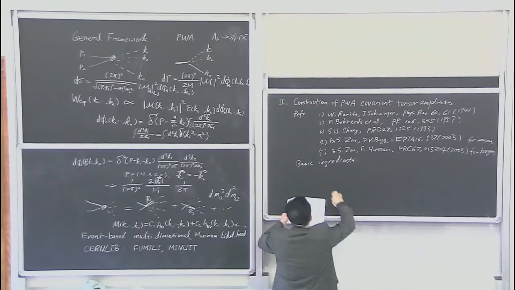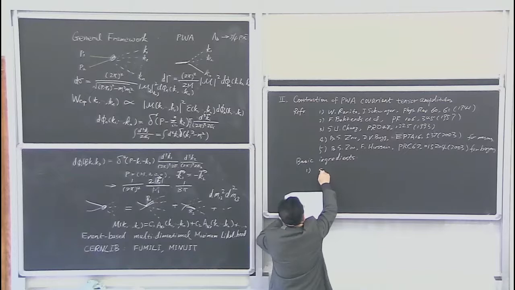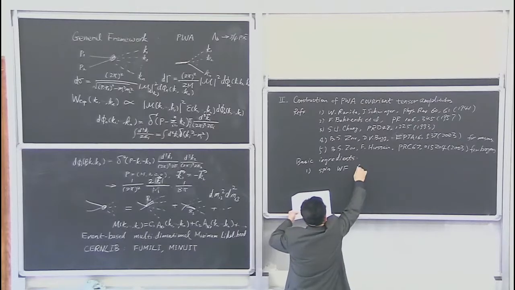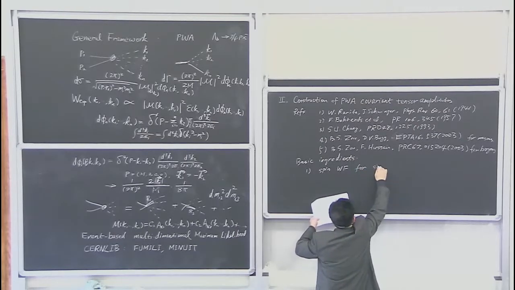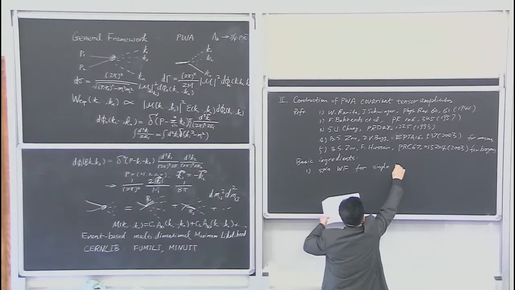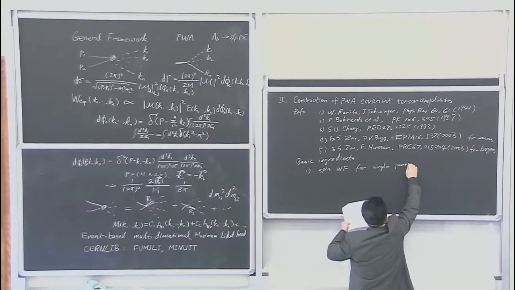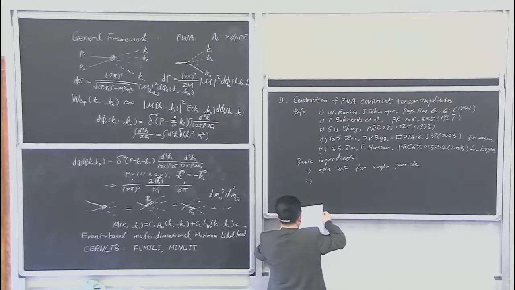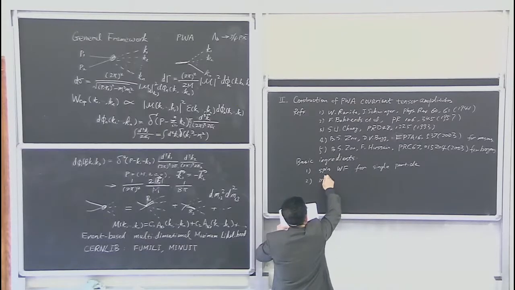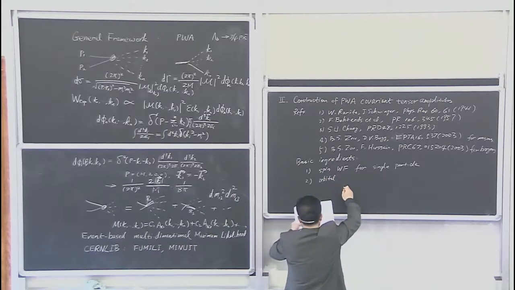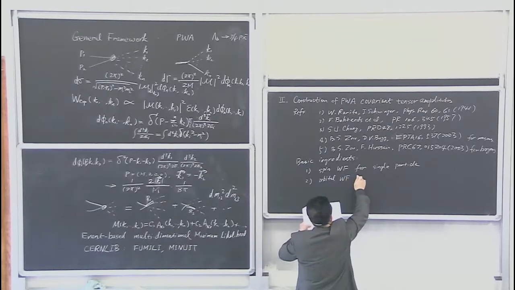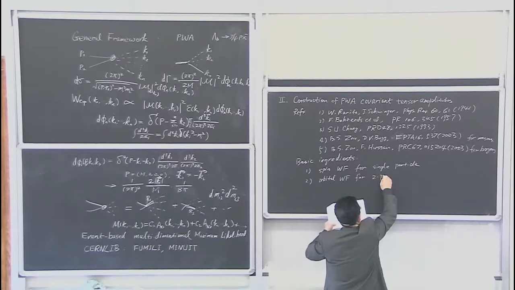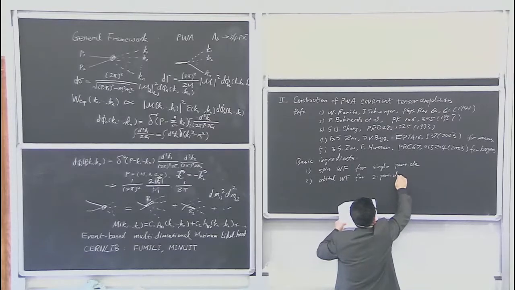Basic ingredients. One is a spin wave function for a single particle. The second is an orbital wave function for a two-particle system.